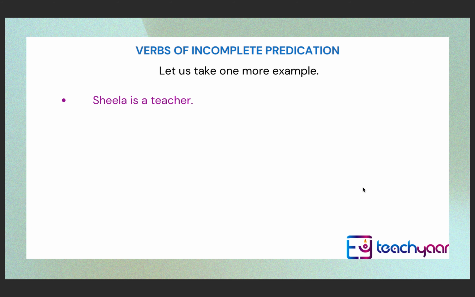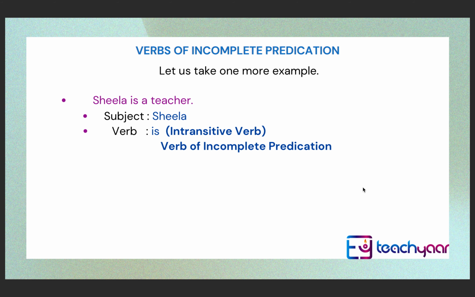Sheila is a teacher. First, look at the subject, Sheila. What is the verb? Is. Is there any object in the sentence? No. So, the verb is an intransitive verb. Now, it is also a verb of incomplete predication. How did you identify that? When you take the subject and the verb together, read it. Does it make sense? Sheila is. It's not complete.